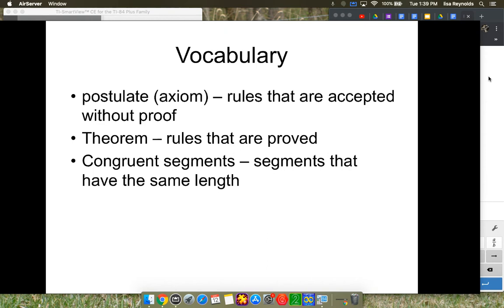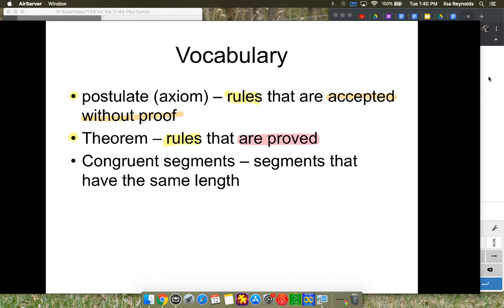Vocabulary words. The first two vocabulary words deal with types of rules that we're going to be working with. The difference in the two rules is that a postulate, also known as an axiom, is accepted without proof, and a theorem has to be proved. We'll deal more with theorems in the next chapter. So right now we're going to work with postulates. They're generally common sense rules.